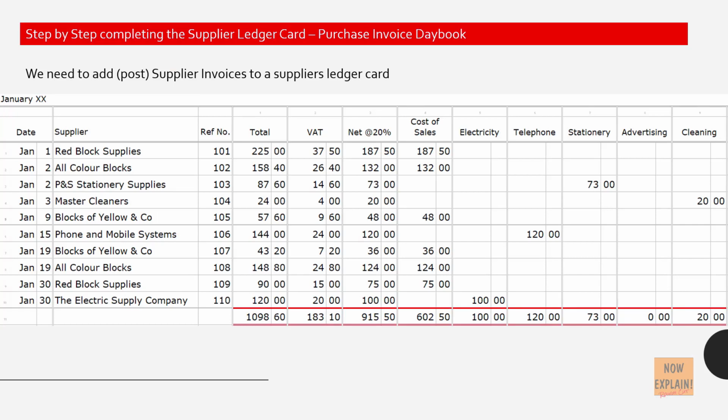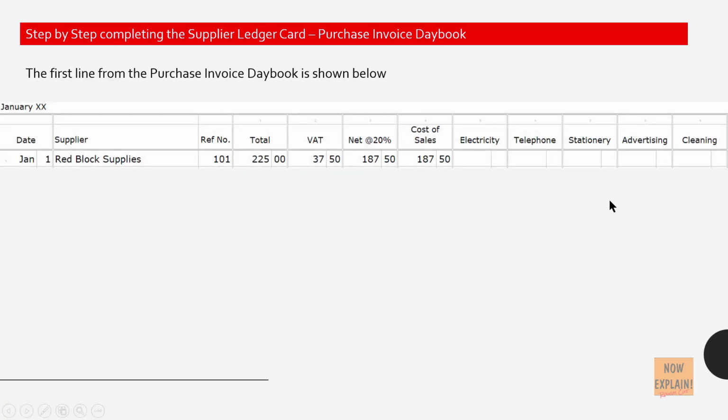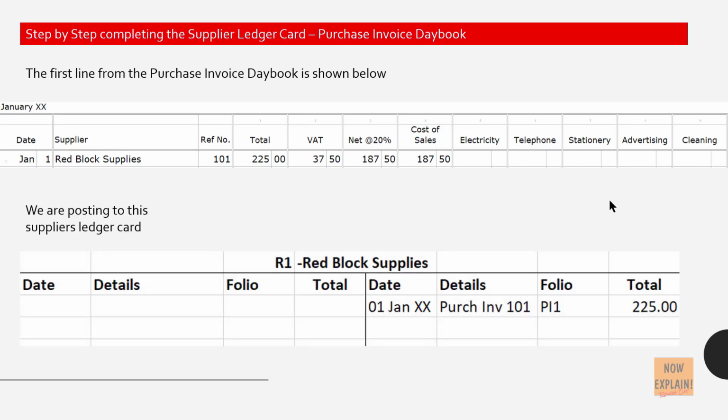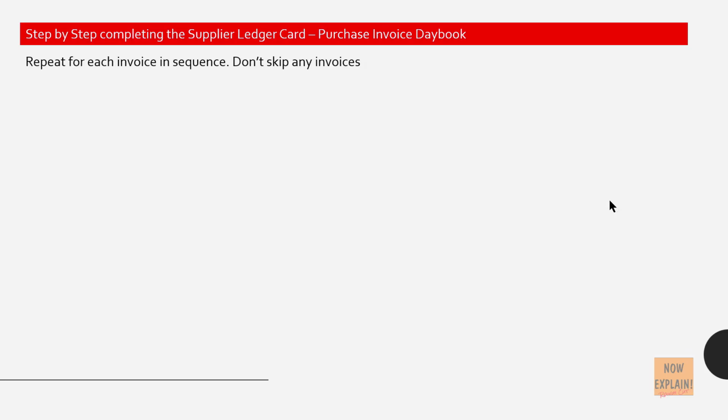Now, we need to add or post supplier invoices to a supplier's ledger card. So let's take the first invoice and post it to the supplier's ledger card. The first line from the purchase invoice daybook is shown below. We are posting to this supplier's ledger card, or one red box supplies. The first supplier invoice in our daybook gets posted to the supplier's ledger card. We repeat for each invoice in sequence. Don't skip any invoices.